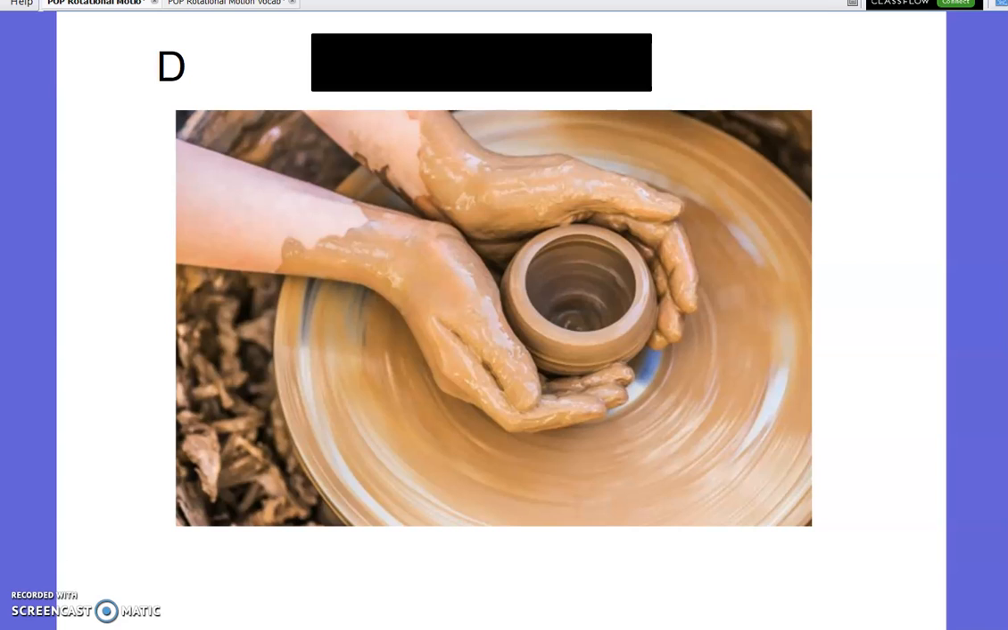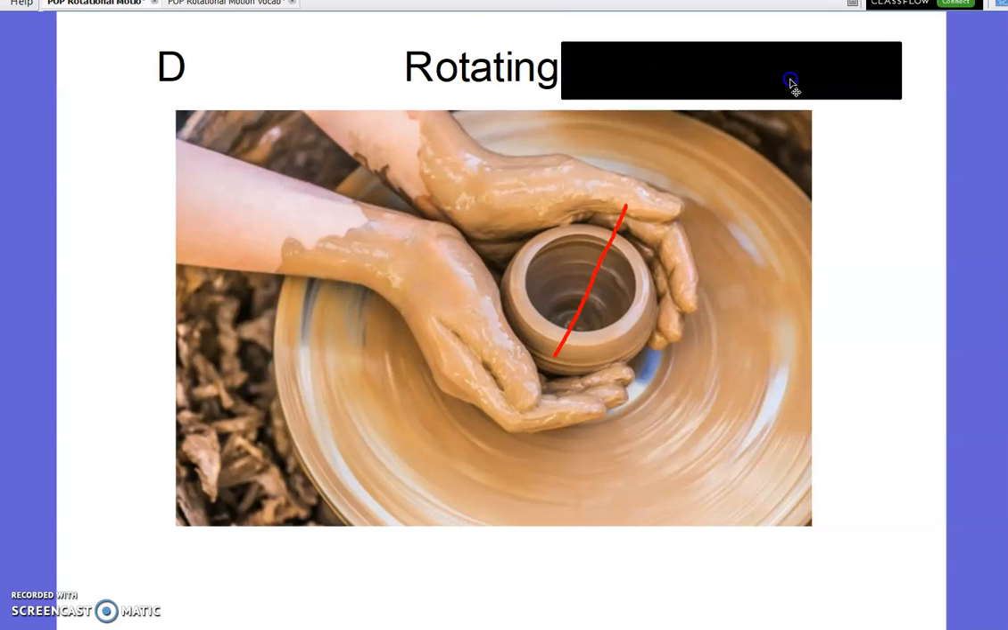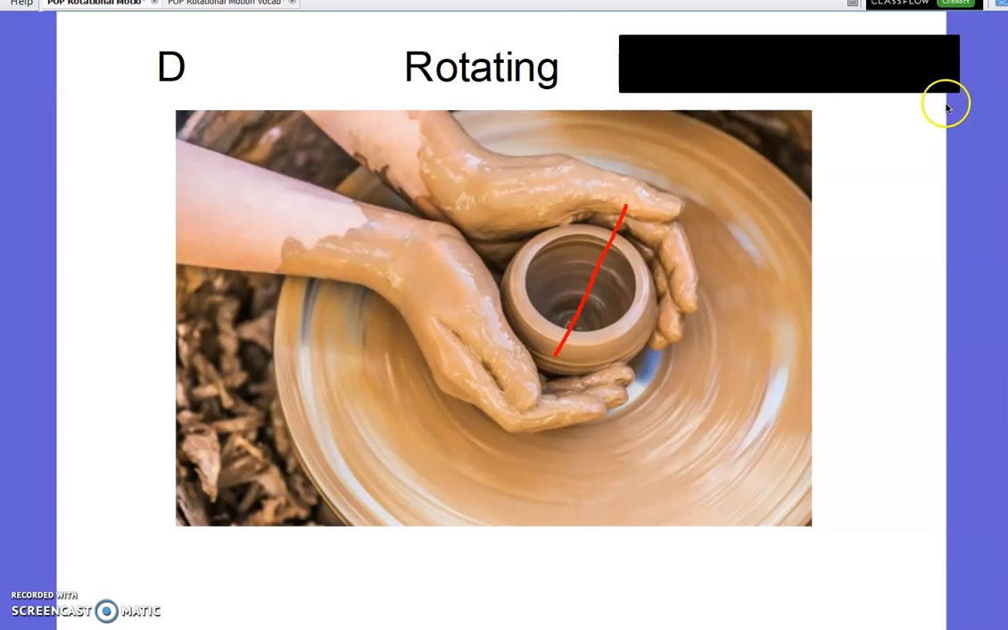Next example says, a mound of clay is spinning on a potter's wheel, and the clay is in the center of the wheel. Here our axis is right here, going through the center of the clay. So therefore, it is an example of rotating since the axis goes through it.